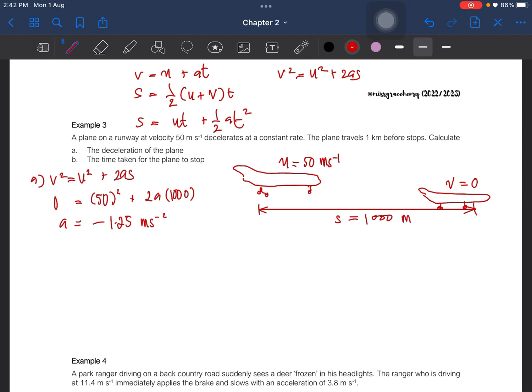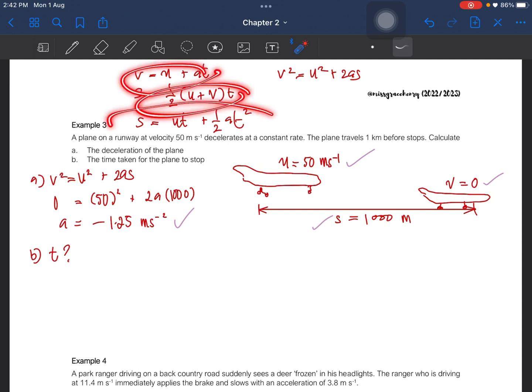Okay, so why is it negative? Because it is decelerating. Okay, next we have to calculate the time taken for the plane to stop. Now kita perlu cari t. So we already have a, we have u, we have v, and we have s. So which equation do we need to use in order to calculate t? So we can use this one, ataupun this one. Tapi yang paling simple ini lah kan.